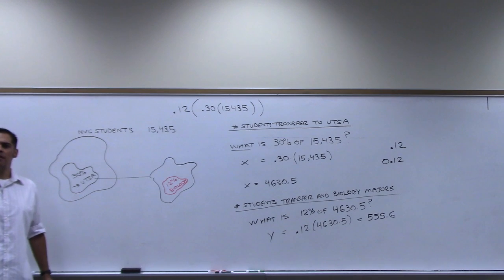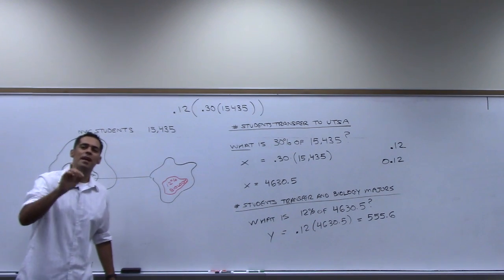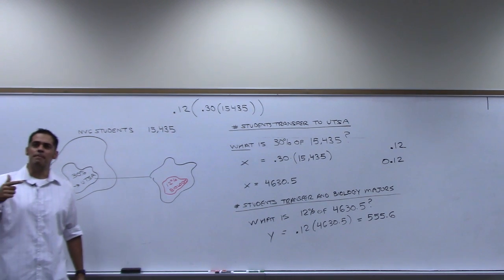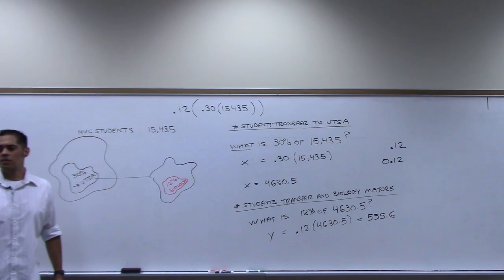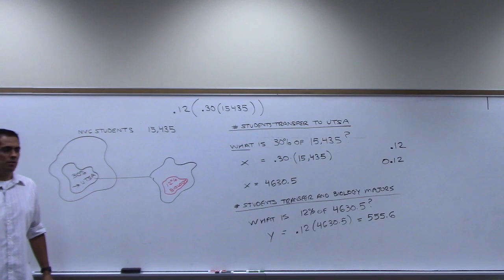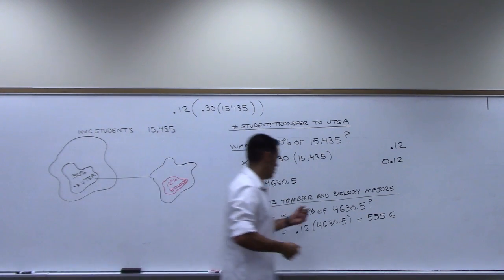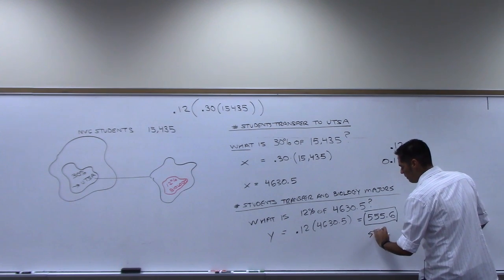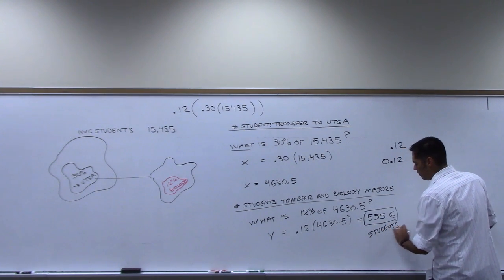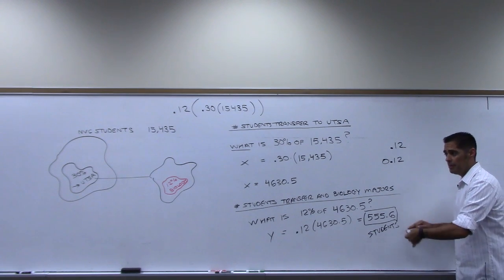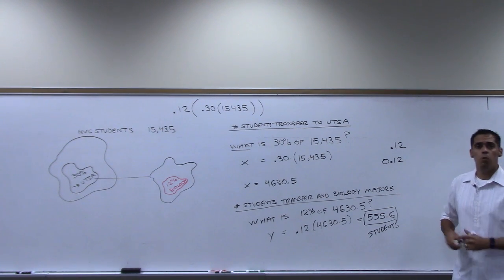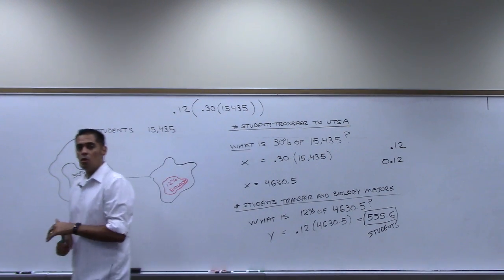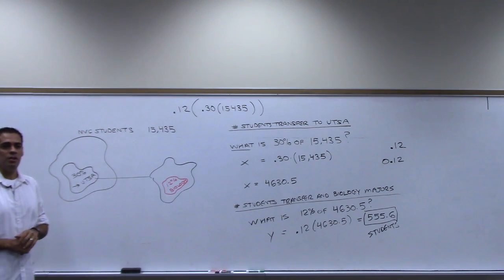Because look, at the very end, it's saying, what percent of NVC students, right? Look at the previous question. How many will transfer to UTSA and be biology majors? So our answer here was, what, 555.6 students, right? That's how many are going to transfer to UTSA and be biology majors. Number 8 says, what percentage of the Northwest Vista students are going to be at UTSA majoring in biology?